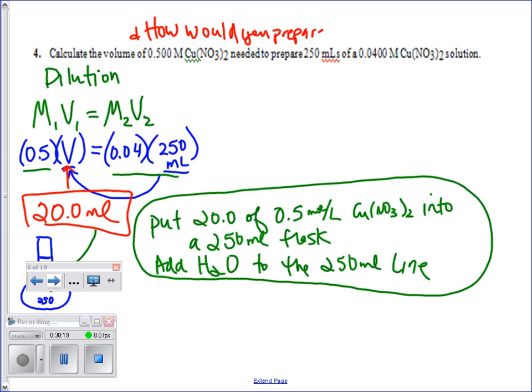I'm going to promise you right now you will be asked how to prepare a solution from a solid and from a dilution. Okay? I'm telling you right now. That's on it.